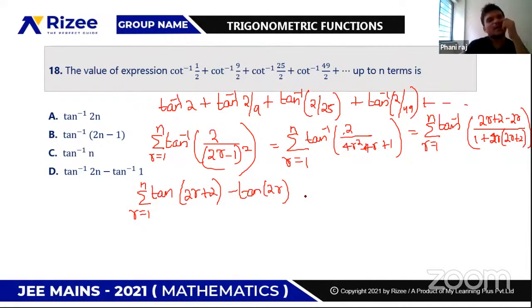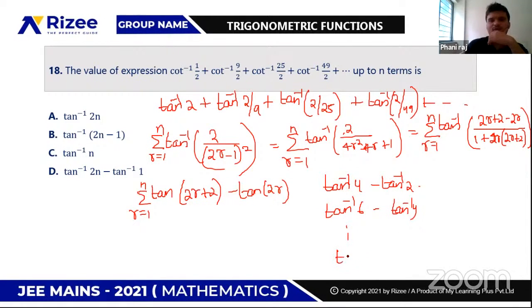Okay. So when you add this, what do you get? Tan inverse, we'll add them. What is the tan inverse of 4 minus tan inverse of 2? Okay. So tan inverse of 6 minus tan inverse of 4. So also tan inverse of 2n plus 2 minus tan inverse of 2n. This will all get cancelled. So it's tan inverse of 2n plus 2 minus tan inverse of 2. What is this?